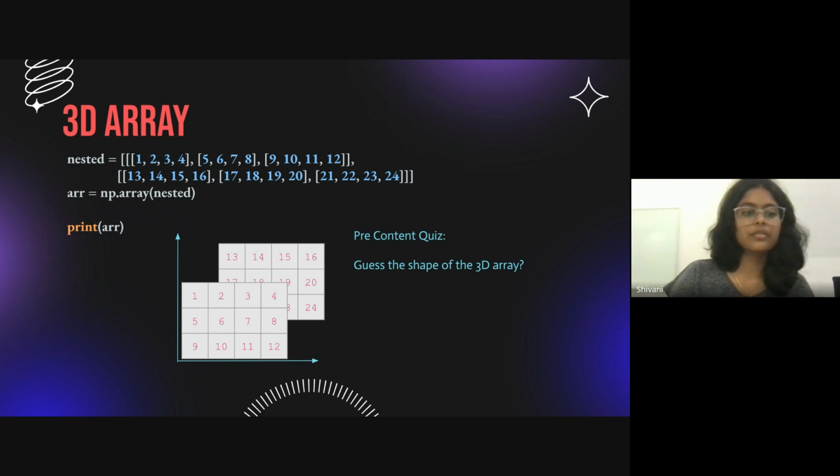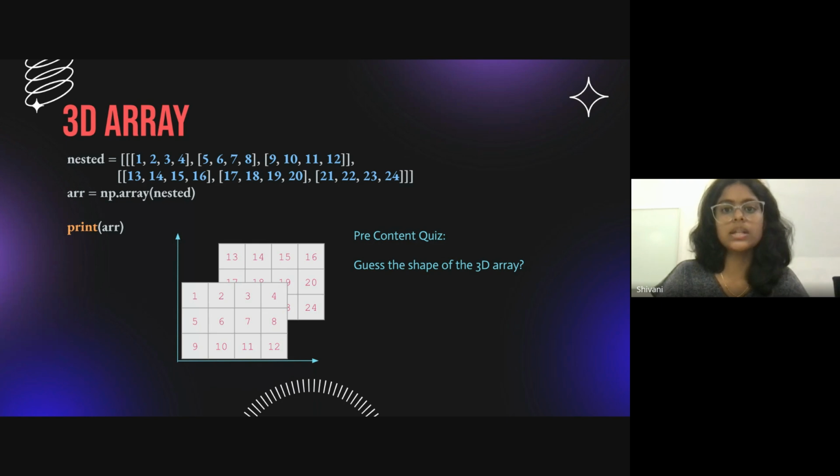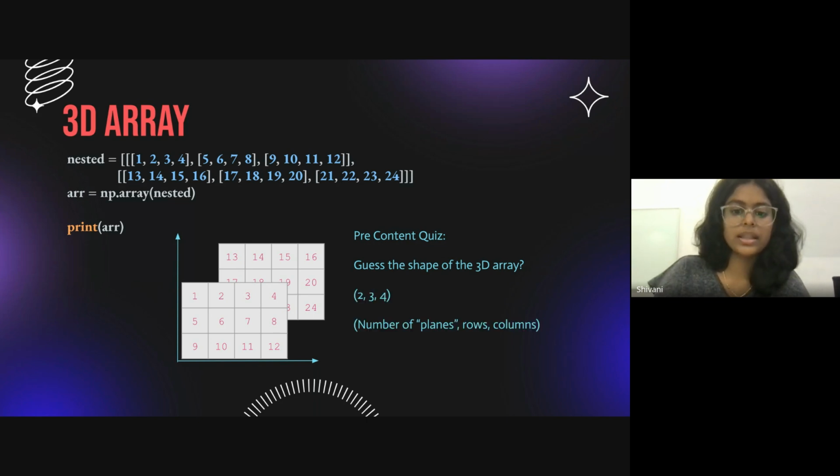So please do not confuse this with zero-based indexing, because in this case you're counting the number of planes, or the number of rows and columns. You're not giving them an index to begin with. Okay? So 2, 3, 4 is the answer.